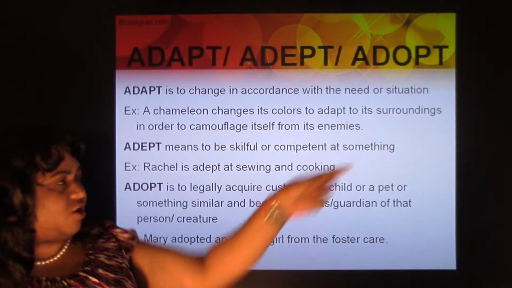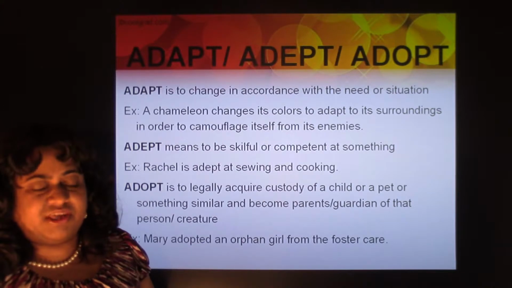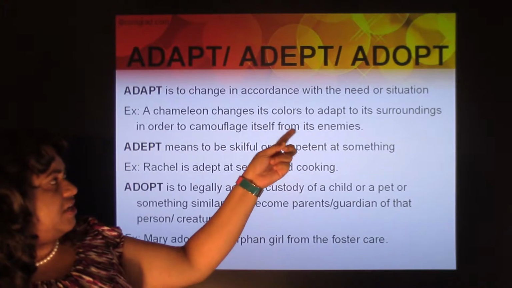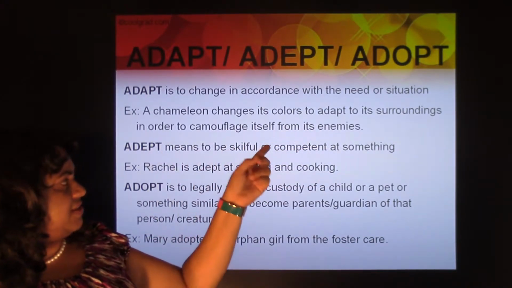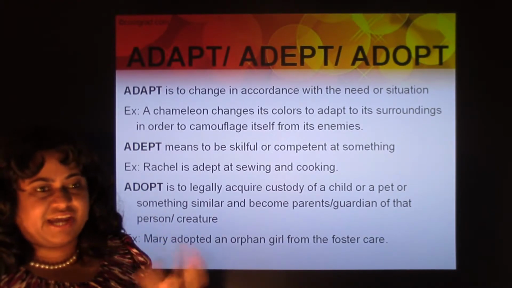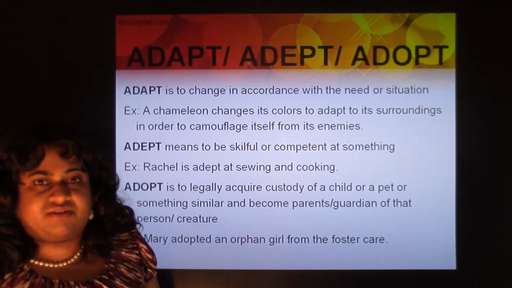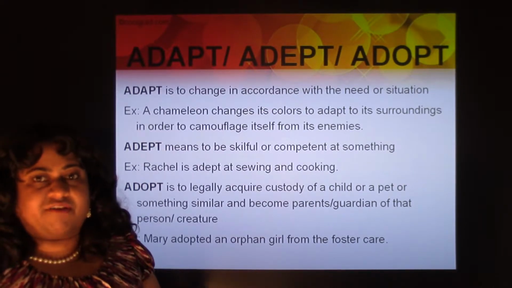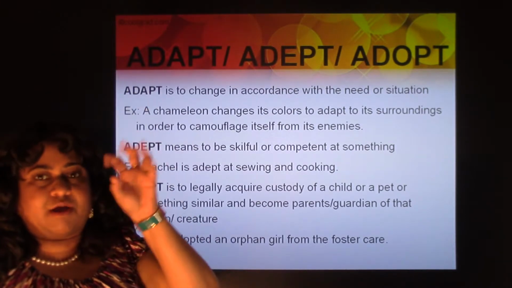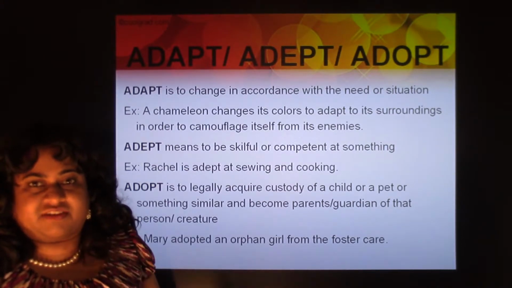Adapt, adept, and adopt. These are very confusing words. So adapt means to adapt to change, usually to a changing situation, in accordance with the need or situation. A chameleon changes its colors to adapt to its surroundings in order to camouflage itself from its enemies. So when you think of adapt, think of how a chameleon adapts. Or think about evolution, how different creatures had to adapt to changing requirements. Like for example, we know the giraffe adapted itself by developing a long neck so it could reach up to the top and eat more leaves. Otherwise it would have become extinct. So different animals adapt themselves in different ways.